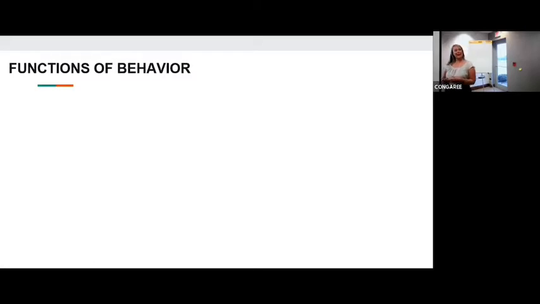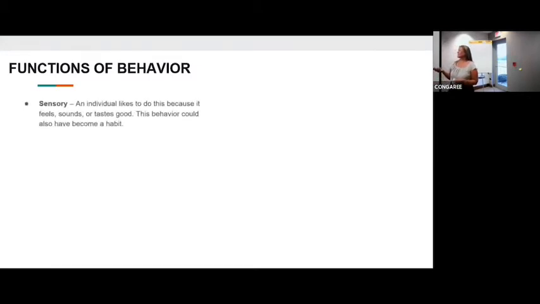It doesn't seem like a lot, but once we go through, we can talk about maybe how there might be some misconceptions about that, or if you have questions, feel free to chime in. So the first function is sensory. There's going to be an acronym here, so hopefully it'll be easy to remember.